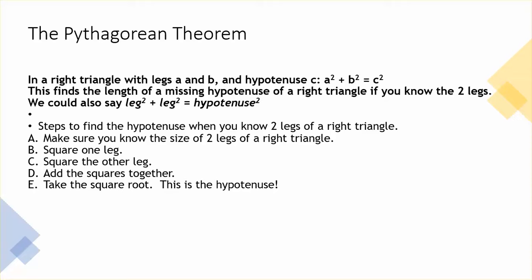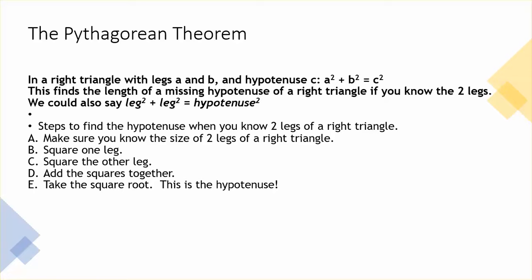We can use this to find the length of the missing hypotenuse if we know the two legs. Sometimes instead of A squared plus B squared equals C squared, I've had students refer to it as leg squared plus the other leg squared equals hypotenuse squared. Now we're going to go through a couple problems together. And this is one of those formulas where we're going to do it step by step. Keeping your work organized is really important.